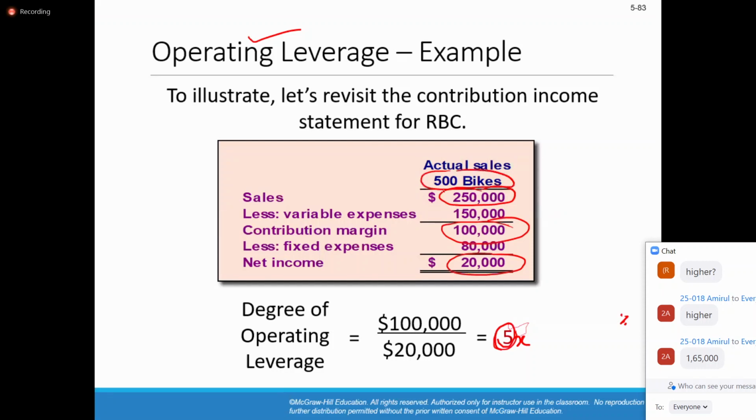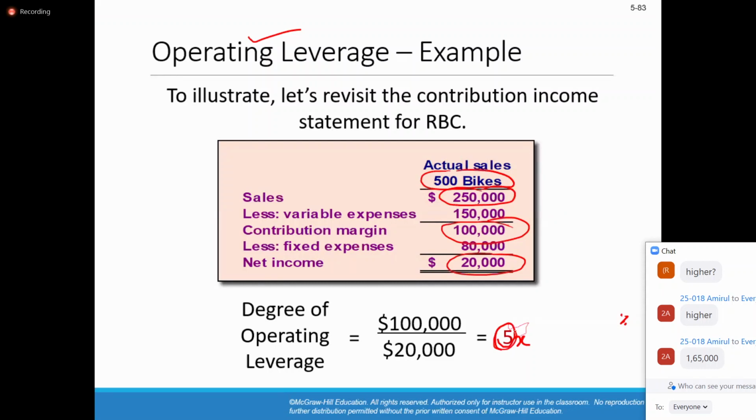Okay, so it depends whether it will remain 5. It depends on what? It depends on the level of sales, and you see that when the sales level changes, your degree of operating leverage will also change if the relationship among the variables changes. As long as the variable relationships are constant, in that case, it will be applicable.